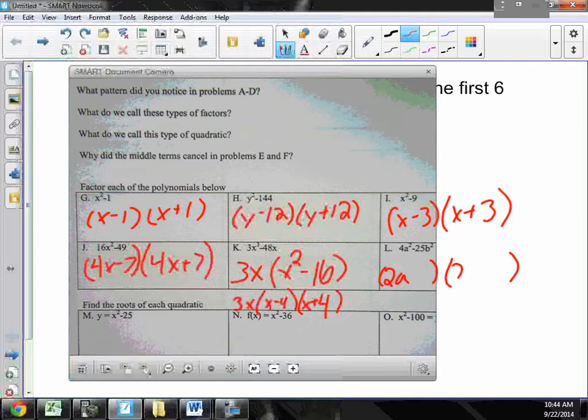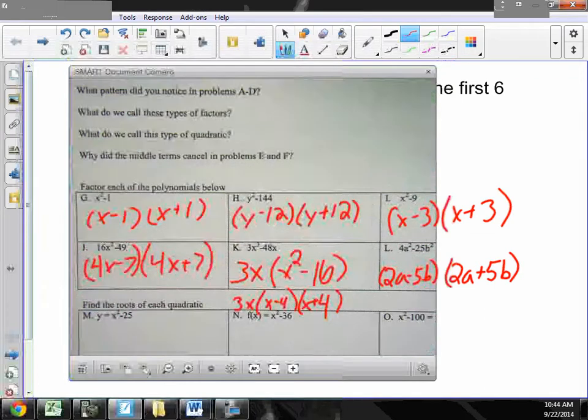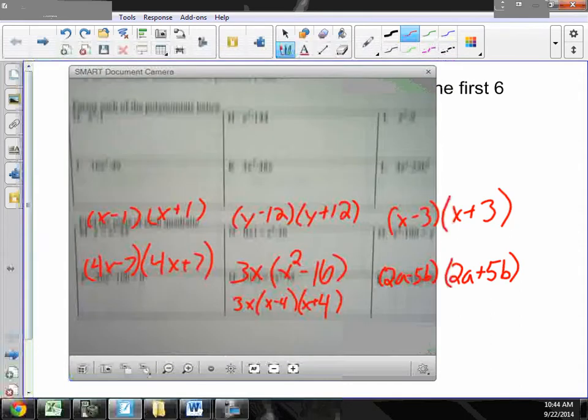2a and 2a, minus 5b and plus 5b. Okay? On the next 6 problems, we're going to take it one step further and we're going to find the roots.